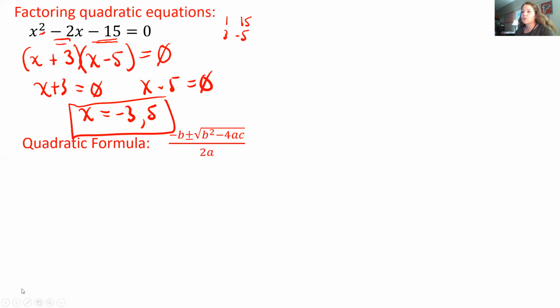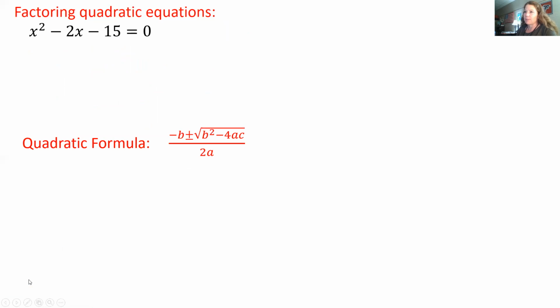However, sometimes you're going to have problems where you can't think of two whole numbers that multiply to give you letter C and add to give you letter B. So you have to know how to factor those, and that's where the quadratic formula comes into play. You could Google videos for the quadratic formula. They have tons of little songs to help you remember it, and it really does help.